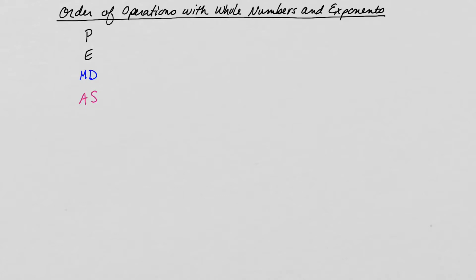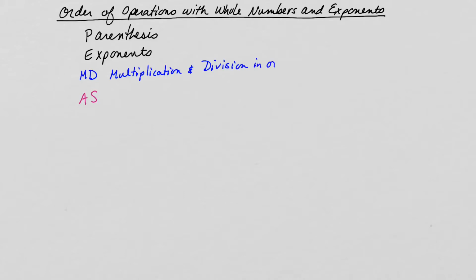I'm going to write PEMDAS a little bit differently than you may have seen it written before. Rather than just write P-E-M-D-A-S, I'm going to write it P-E-M-D and then A-S. That's because the order of operations says we're going to do parentheses first, then we're going to take care of any exponents, then we're going to do multiplication and division in order from left to right.